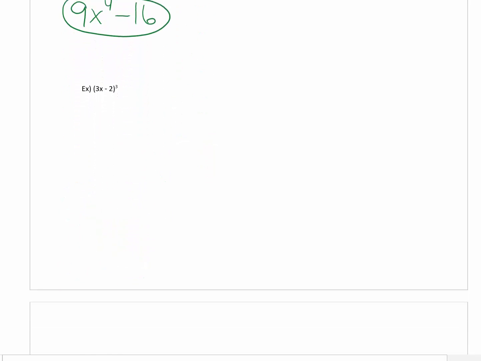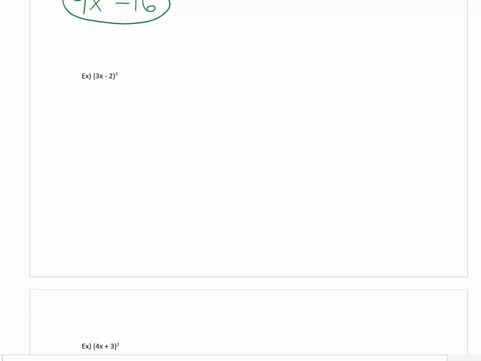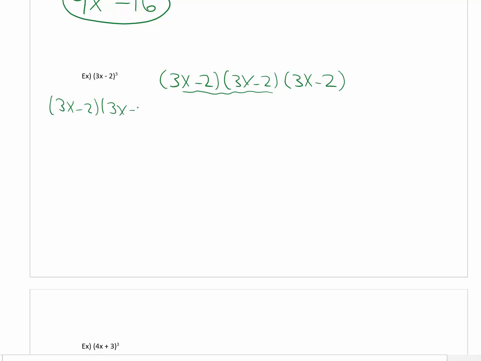Okay, let's take a look at the next example. This time we have 3x minus 2 cubed. So what I'll do is I'll expand it out. So it'll be 3x minus 2 times 3x minus 2 times 3x minus 2. So what I will do is I will multiply these two together. Okay? So on the side, I'll do this here. Again, I'll use the FOIL method.